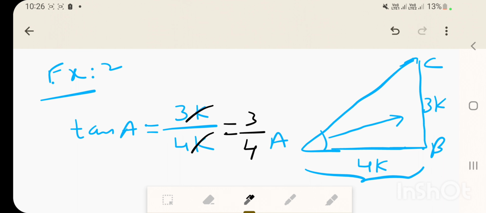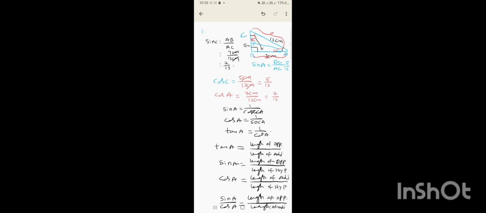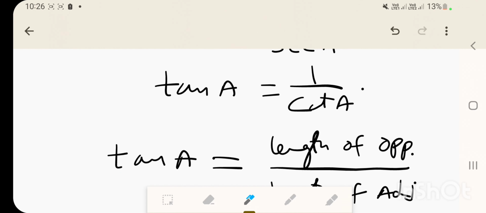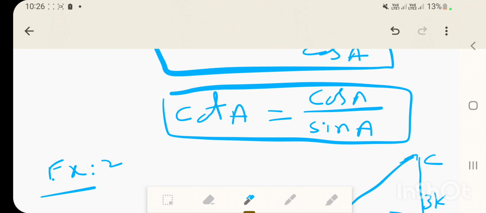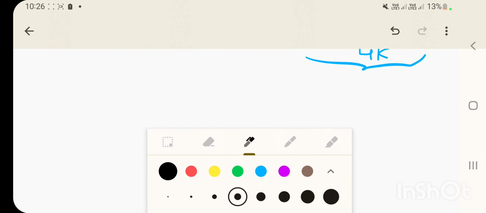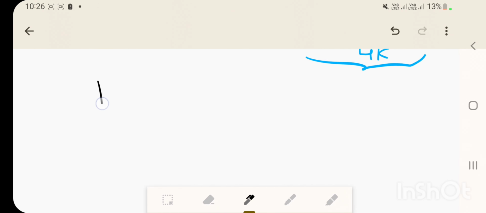Suppose we find the values of sin A and cos A and take the ratio, we are going to get the same answer. Now to find the values of the sin A and cos A ratios, we need the length of AC. To find the length of AC, we are going to use a theorem called the Pythagoras theorem.